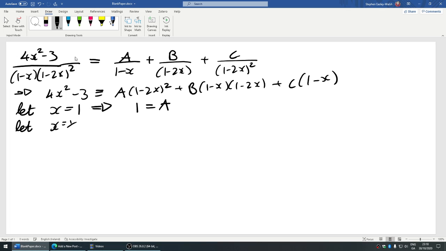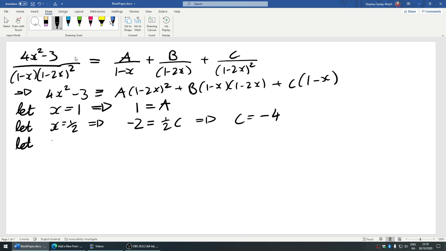x equal a half. So that would mean we'd have a half squared is a quarter, times 4 is 1, 1 minus 3 is minus 2, equals 2 times the half is minus 1. So I chose that to make these two disappear. And 1 minus a half is a half. So that's a half C. So that means C is equal to minus 4.